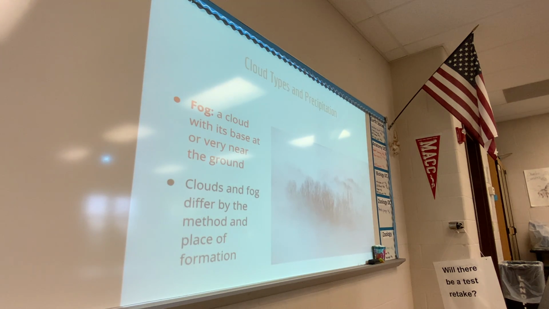There is also fog, which is a cloud with its base very near the ground, or on the ground. Clouds and fog are different in placement and the method by which they're formed. Fog typically is formed by some type of water source. We get a lot of fog around this area because we have a lot of water. When I lived in Garden City, we didn't often have fog because we didn't have a lot of water. But because we're near the Missouri River, we get a lot of fog off the river. We also have a lot of ponds in this area.